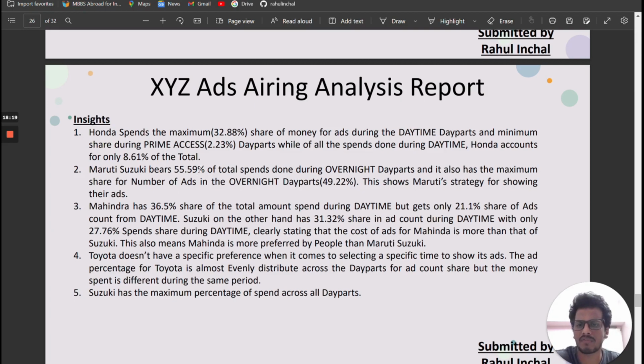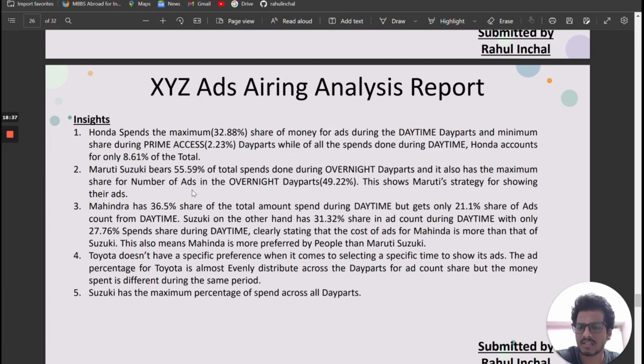Maruti Suzuki bears 55.59% of the total spending done during the overnight day part, and it also has the maximum share of the number of ads in the overnight day part, that is 49.22%. This shows Maruti's strategy for showing their ads.